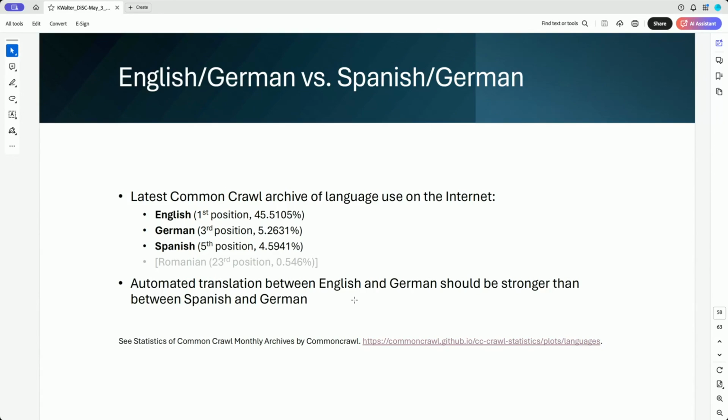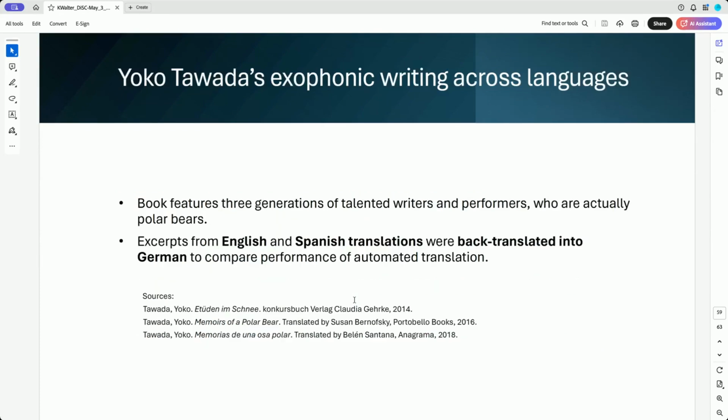output. It would be much more interesting, I suppose, to add Romanian, but I don't know Romanian, and I also don't have a Romanian translation of this book, because Romanian makes up only 0.5% of the overall language output on the internet. So it's a low resource language. So I'm working on the assumption that automatic translation between English and German should be stronger than between Spanish and German. And I have experienced this when translating emails that I was going to write and editing them. But I suppose I've only looked at a very limited corpus for now.